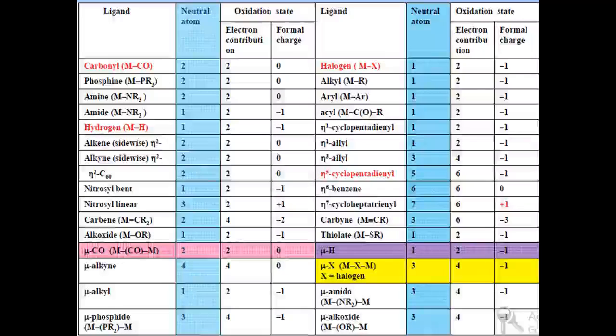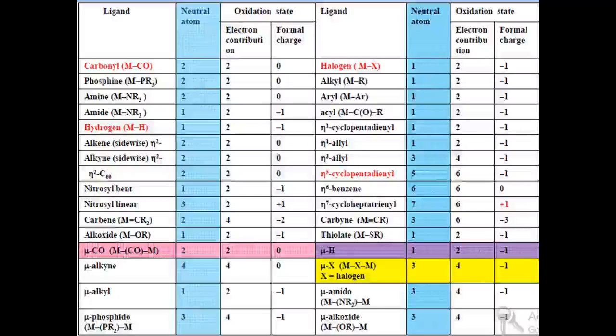And now I come to mu-CO, which is shaded in the pink color. So that carbonyl also donates 2 electrons with no formal charge. Then I come to the next column, that is halogens. In the case of halogens, it contributes 2 electrons, but the formal charge is -1, as we know earlier.